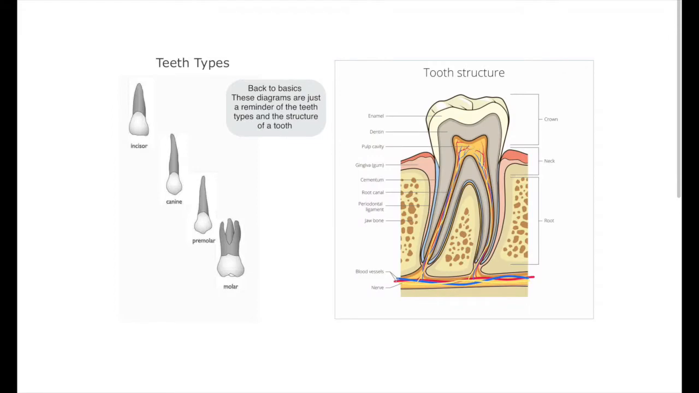As you can see from the diagram, our teeth are quite complex. You can see here the different types of teeth, from incisors, which are our front teeth, to the molars, which are the back teeth. The structure of the tooth shows the different layers within a tooth and the structures that hold them in place within the jaw.